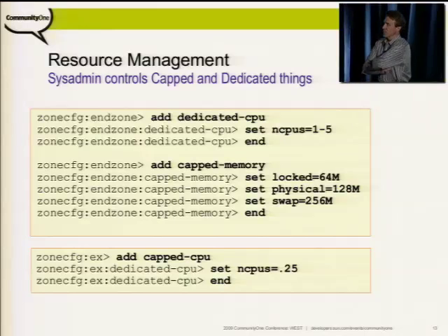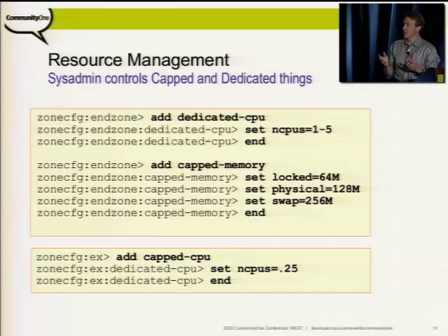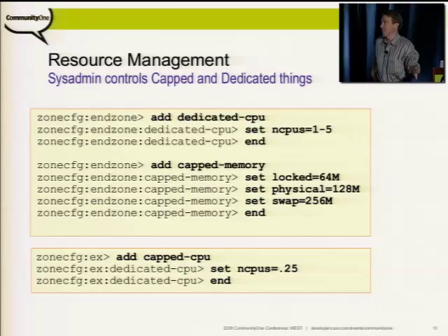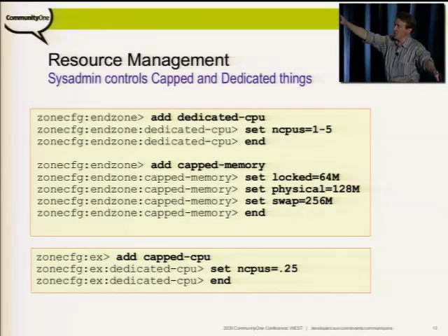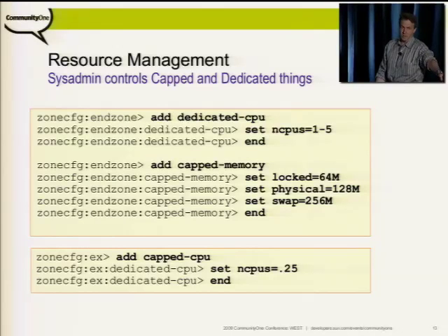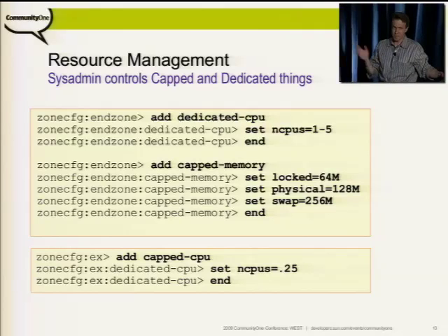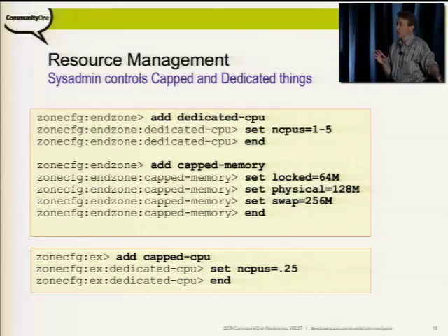The other thing you can do with resource management, which is a little bit more sophisticated, is capping and dedicating of memory and CPU. At the top there, I'm showing an example of what we call a dedicated CPU configuration, where we've set up a range of 1 to 5 CPUs available to that zone. When that zone boots, it will be allocated a number of CPUs in that range, and it will be the only zone that can use those CPUs.